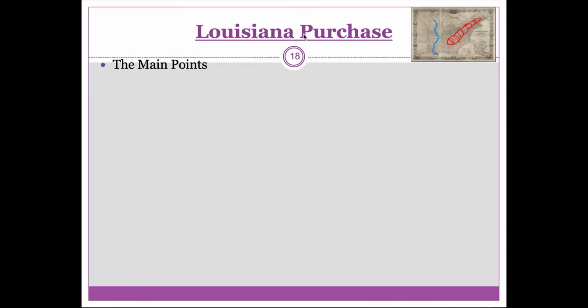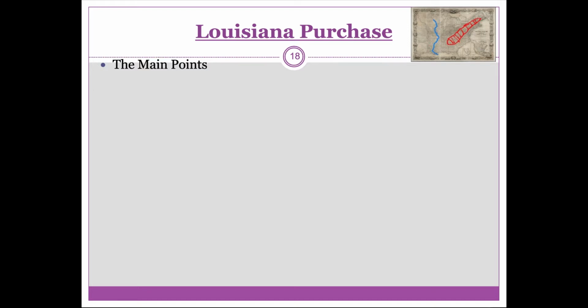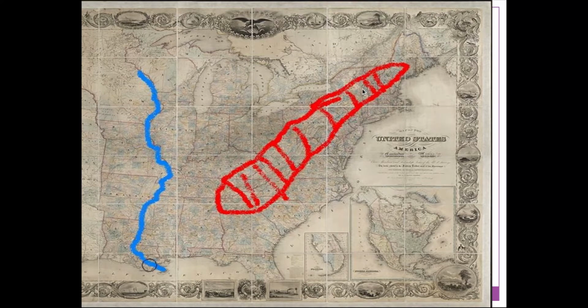So the main points we're setting up for the Louisiana Purchase. Number one, the year's 1800, about 1 million farmers have moved west near the Mississippi River. And I'm going to kind of go back and forth between this and the map. So let me show you. Before 1800, most Americans were living on the East Coast. They were living on this side where you see my cursor, on this side of the Appalachian Mountains.